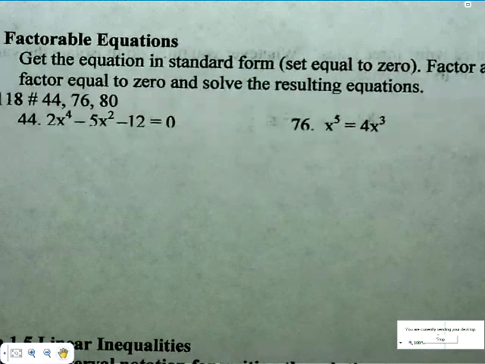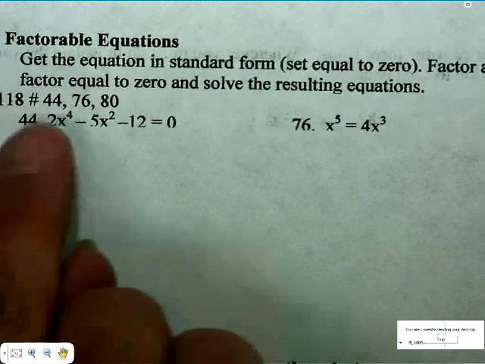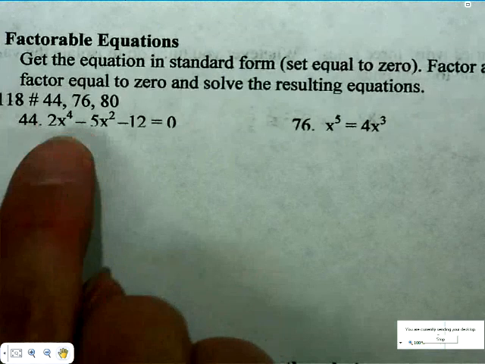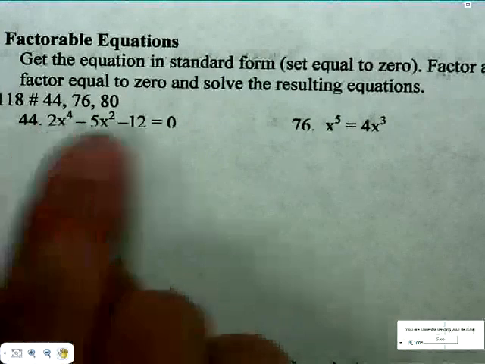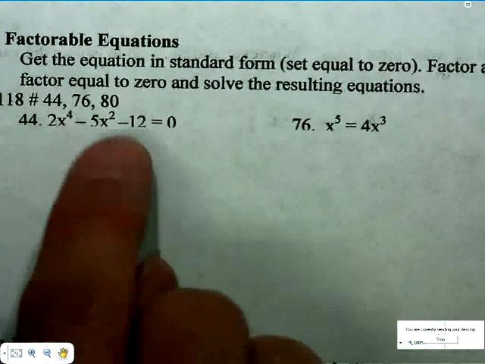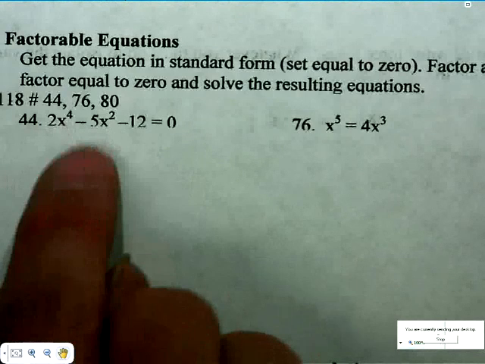Close? There was only one mistake in that. I don't need factors of 12. I need factors of 24 because this is the hard kind of trinomial. Multiply the 2 times 12 and look for factors of 24 that have a difference of 5.